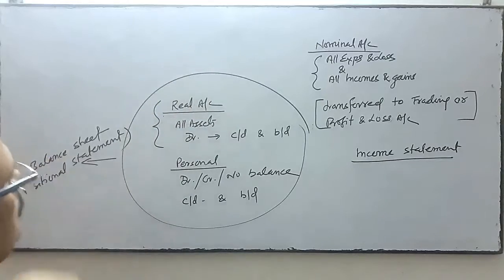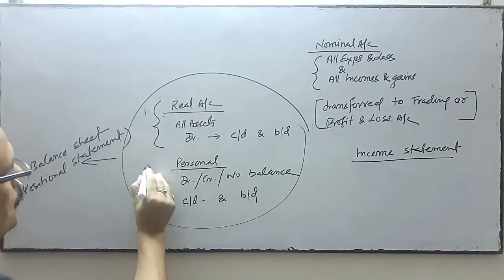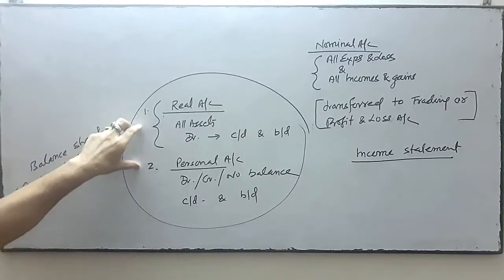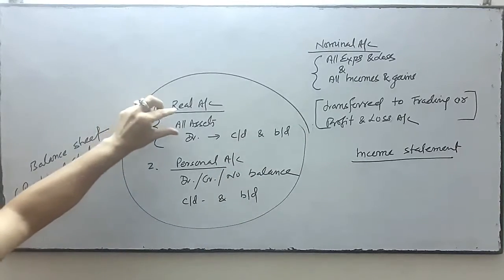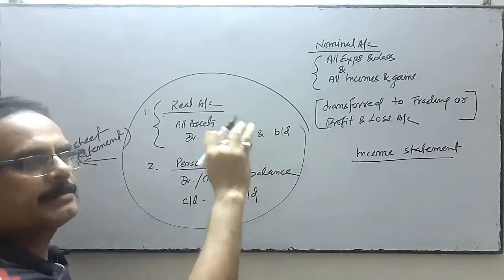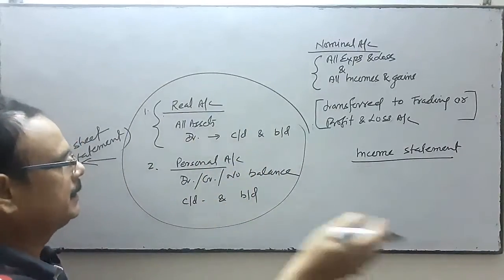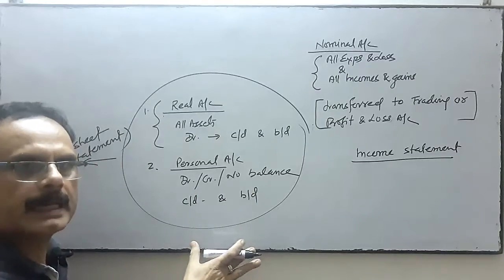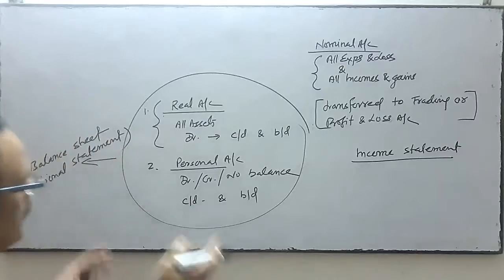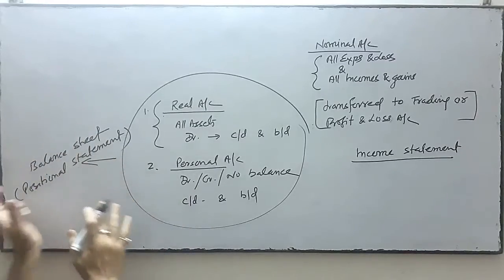From these two, personal account and real account, we prepare the balance sheet, and we find out if there is a difference, then this balance will be carried down and brought down to the next year. Similarly with the personal account, if there is a balance, then that balance will be carried down and brought down, and from that balance we prepare the balance sheet.